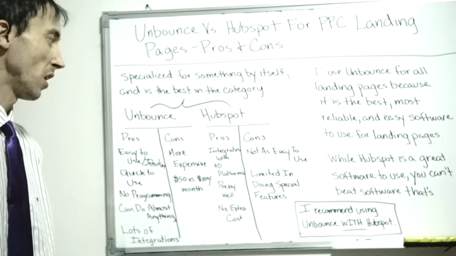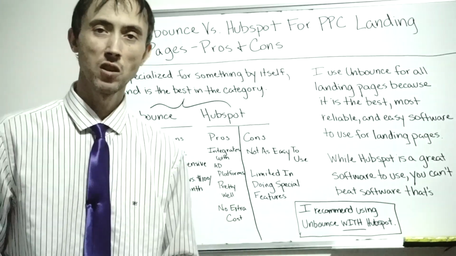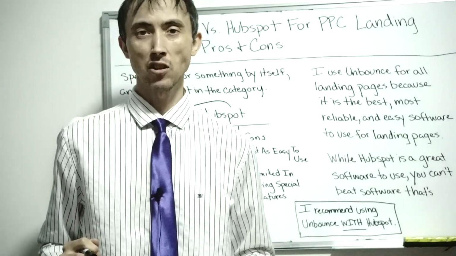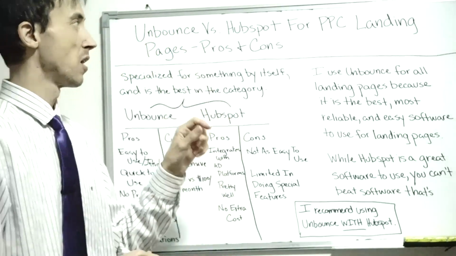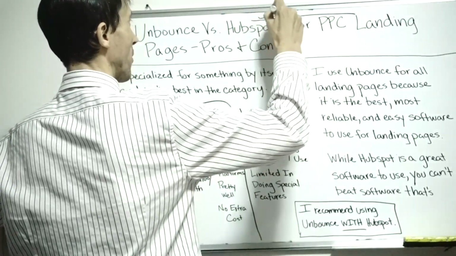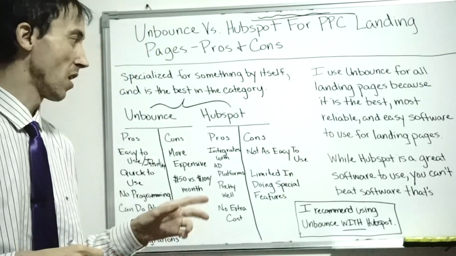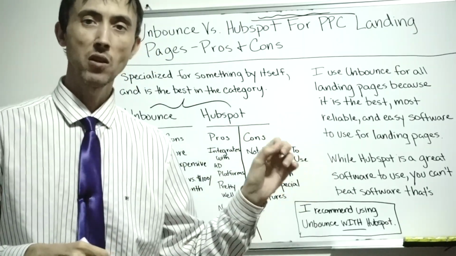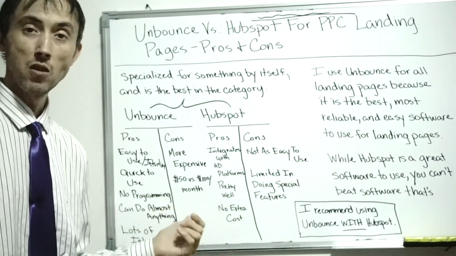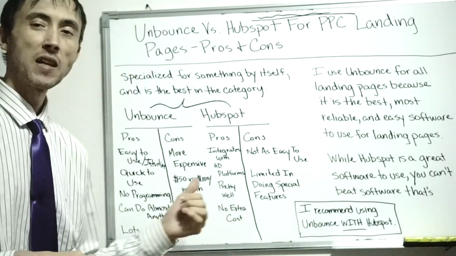The other con for HubSpot is it's limited in doing special features. So if you want to do a pop-up or a click where it auto scrolls down to a certain section of the screen, or you want to do what they call a hello bar, where at the top of your landing page you've got something at the very, very top inch of the screen. This is all stuff that's easy to do in Unbounce, and HubSpot either can't do it or it's extremely difficult to do. And these features are good features that increase conversion rates on your landing pages, so you want to use them.